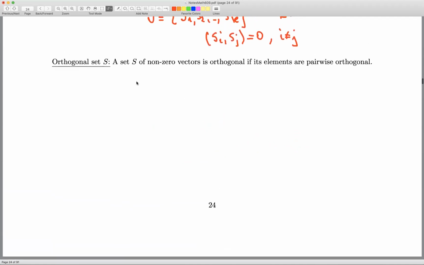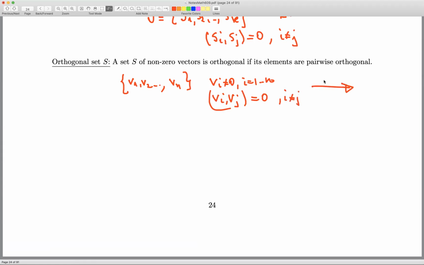So let's say we have vectors in S, let's say V1, V2, and so on, Vn, a set of vectors that is an orthogonal set, which means that all the vectors Vi are different from 0, for i from 1 to n. And also this means that the inner product of Vi with Vj is equal to 0 when i is different from j. And what we want to show is that these vectors are linearly independent.